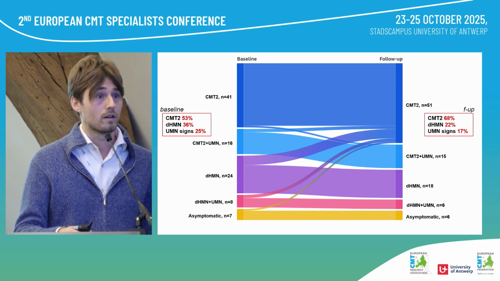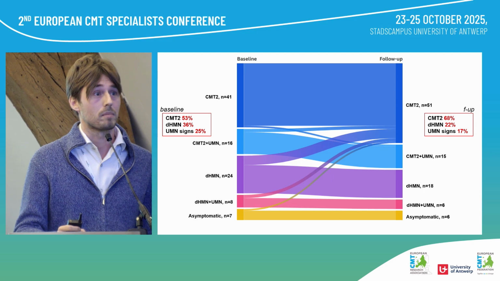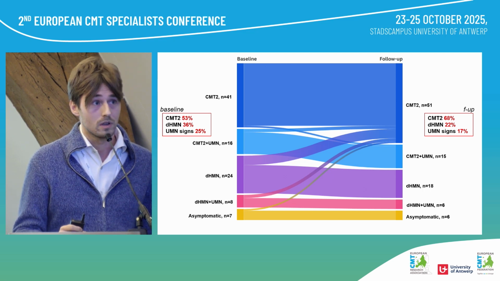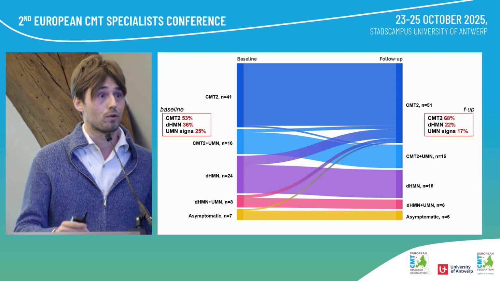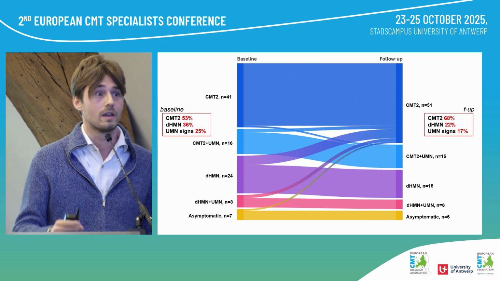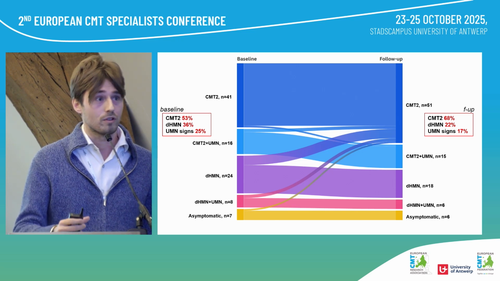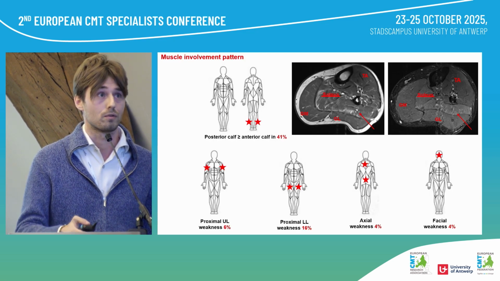This is just a simple flux diagram showing at baseline and follow-up the proportion of patients with CMT2, distal HMN, and pyramidal involvement. So during the 9-year follow-up, around 25% of patients with distal HMN developed sensory involvement, and around 16% of patients with pyramidal involvement lost reflexes due to a worsening of the neuropathy, of course.